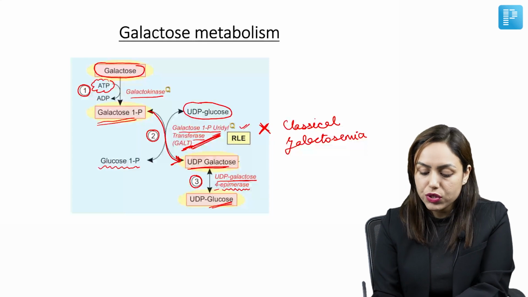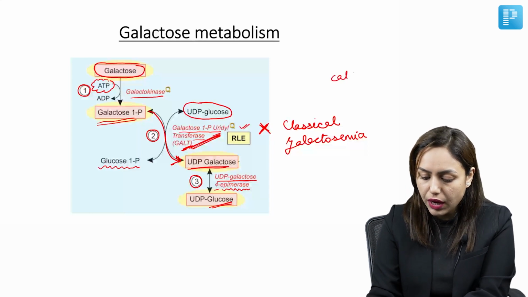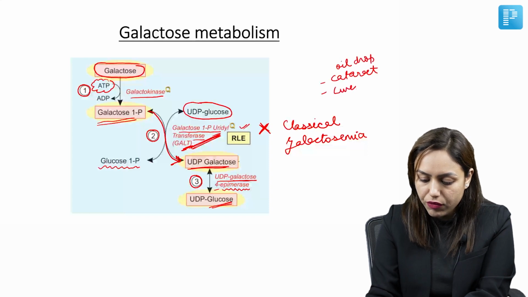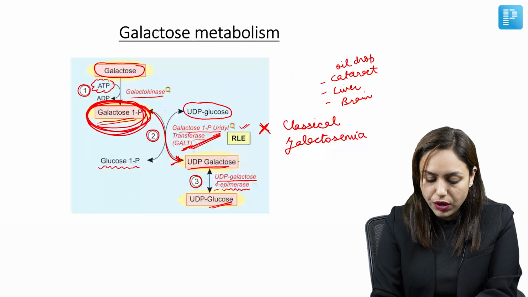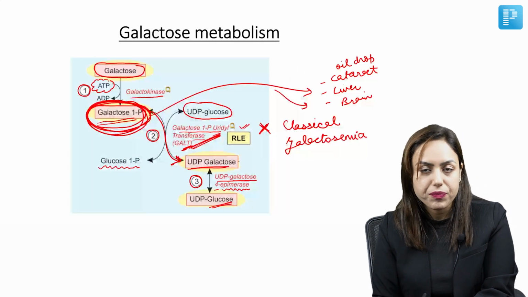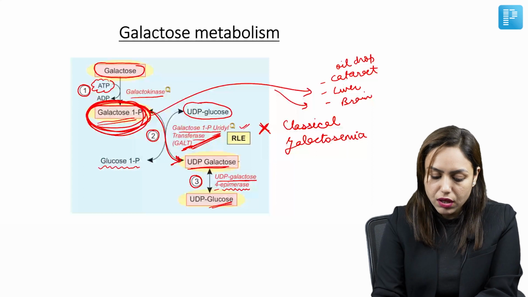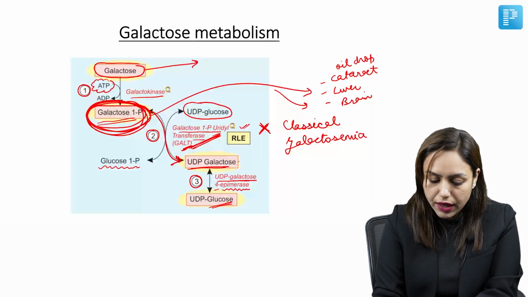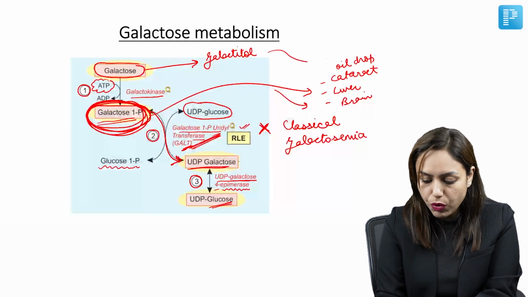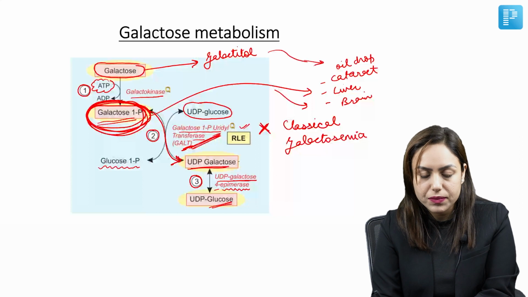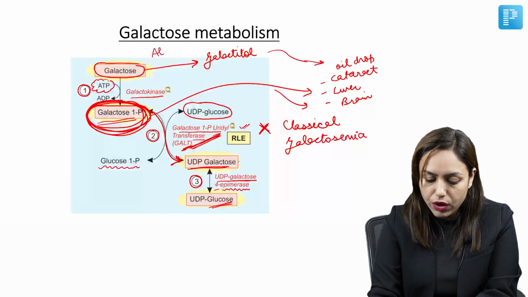So in classical galactosemia, the patient will have cataract, oil drop cataract, and the liver is affected and the brain is affected, because galactose 1-phosphate is getting accumulated in the liver and brain, right? And why is cataract occurring? Because galactose gets converted to galactitol. Galactitol is responsible for this oil drop cataract, and the enzyme involved here is aldose reductase.